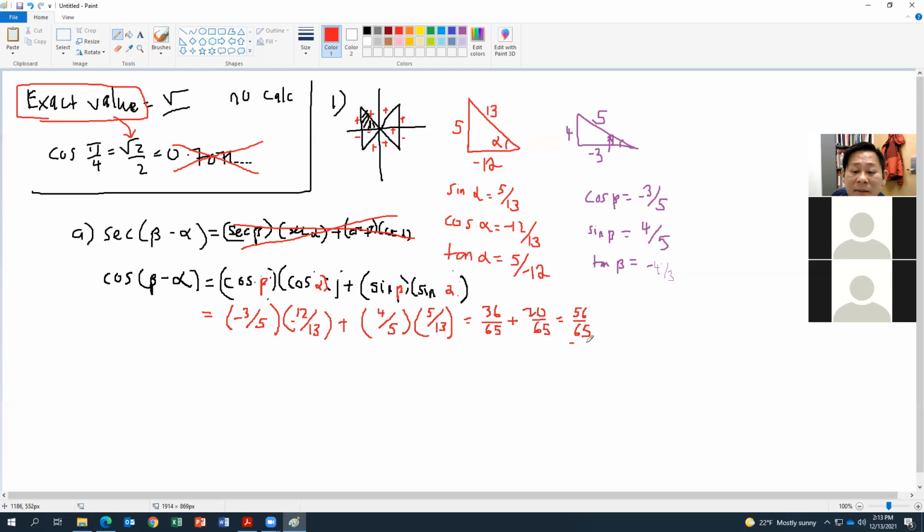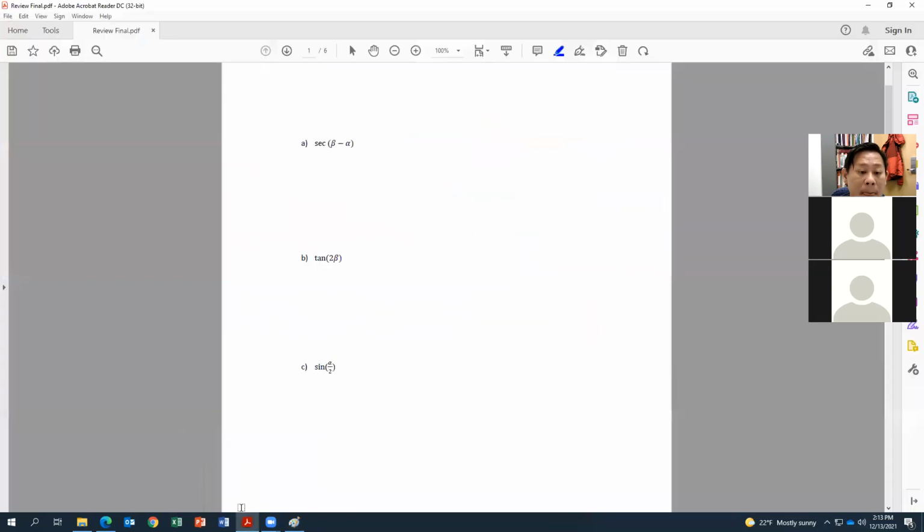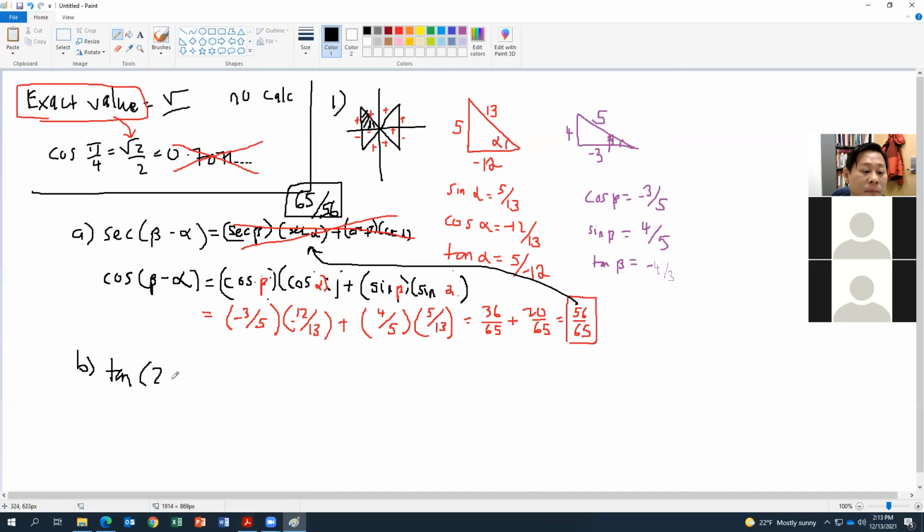And this is where a lot of students give me this answer here. That is not correct because the question does not ask you for cosine. They're asking you for secant. So in this case, you have to flip this. So your answer in this case will be 65 over 56. Anyone have any questions on 1A? 1B, you need to find what is tangent 2 beta. The formula, anyone knows what is the formula for tangent 2 beta?